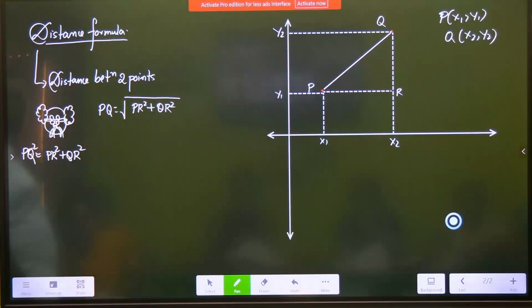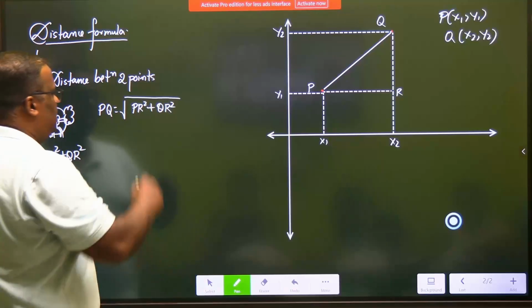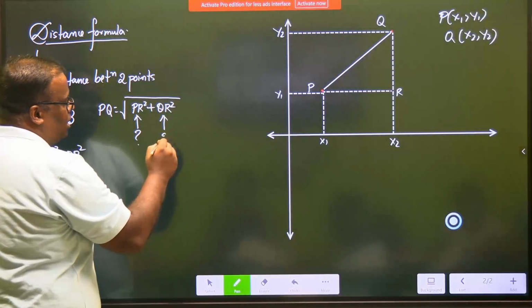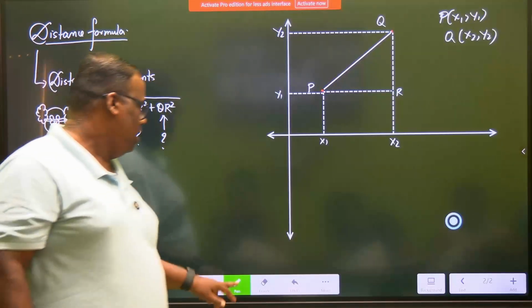Okay? Very good. That means our job is to find out what is the value of PR and to find out what is the value of QR. If we find these two, our job is done.